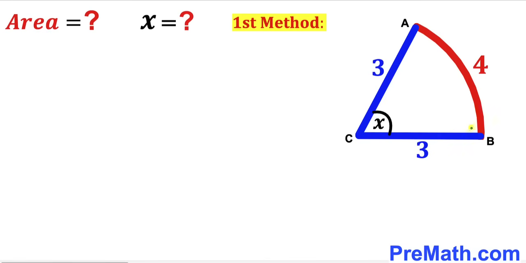Now let's make an observation. We can see that this sector ACB is part of the big circle, so we are going to compare this sector with the full circle. In other words, we are going to use this proportion: the angle ratio is going to be equal to the arc ratio.